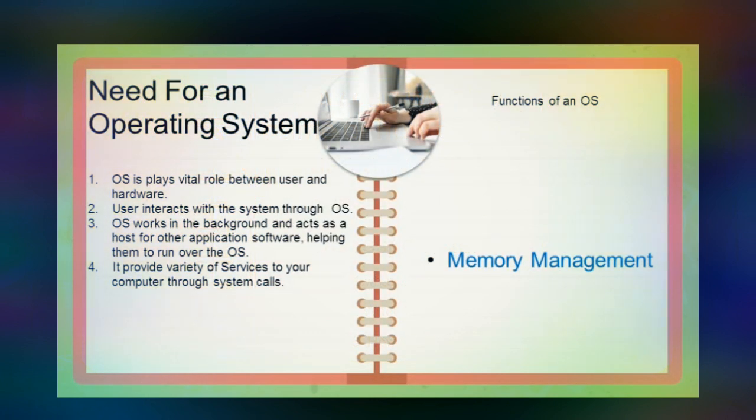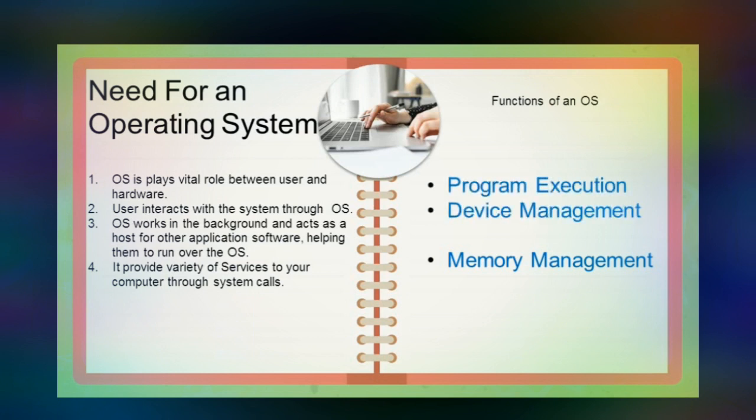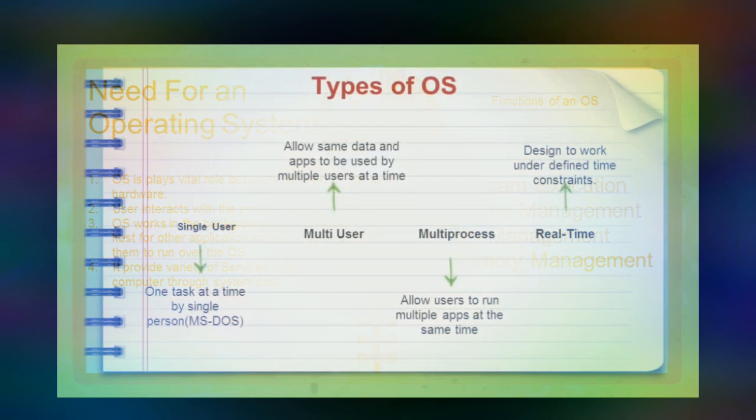Now need for an operating system, what exactly is the need? It plays a vital role between user and hardware, that's why. Second one, the user interacts with the system through the operating system. Operating systems work in the background and act as a host for other application software, helping them to run over the operating system. Now functions of an operating system are: program execution, device management, file management and memory management. These are the four important functions of operating system.